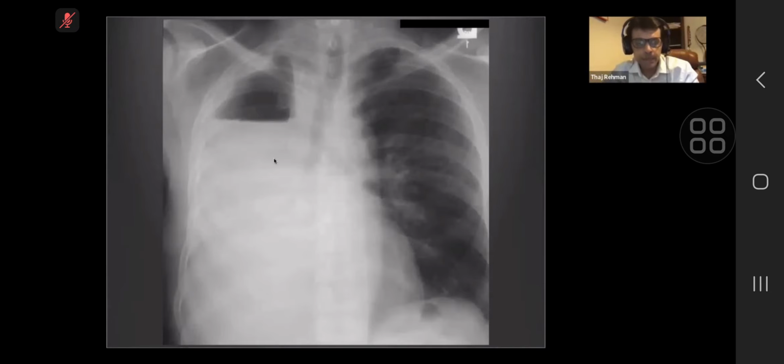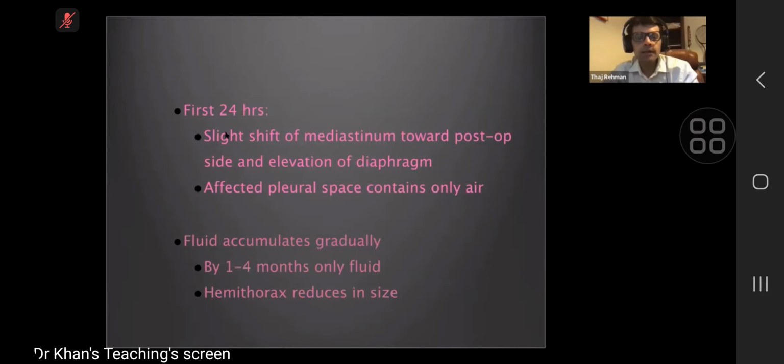In post-pneumonectomy, gradually fluid should accumulate and fill the entire chest. But at some point, if fluid is receding and air is increasing, then that's not normal. That's a complication, suggestive of either a bronchopleural fistula or an empyema. So this is what should happen in a post-pneumonectomy period. In the first 24 hours, the mediastinum shifts towards the post-op side, and the pleural space contains only air. Then gradually fluid accumulates. By 1 to 4 months, there's only fluid in the space.